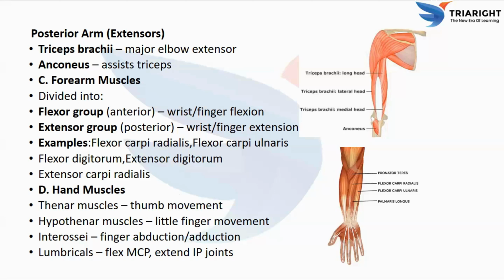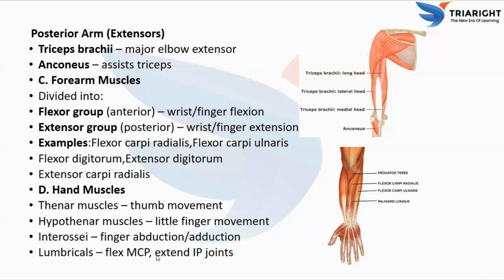So these are the muscles of the forearm. So next, coming to the hand muscles. Hand muscles allow the fine and precise movements. So how many hand muscles are there? 4 types: thenar muscles, hypothenar muscles, interossei and lumbricals. So what are thenar muscles? They are located at the thumb base. These control the thumb movements like opposition, flexion and also abduction.